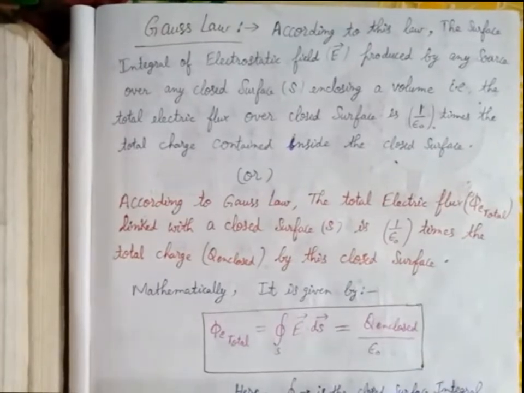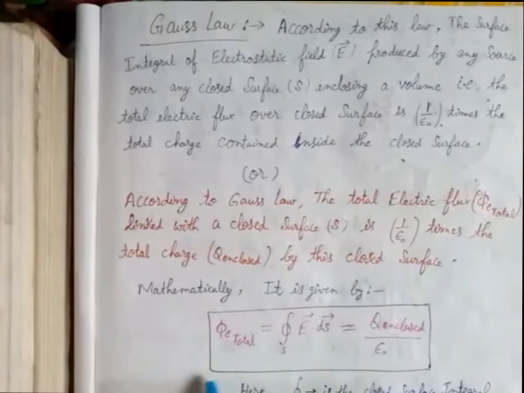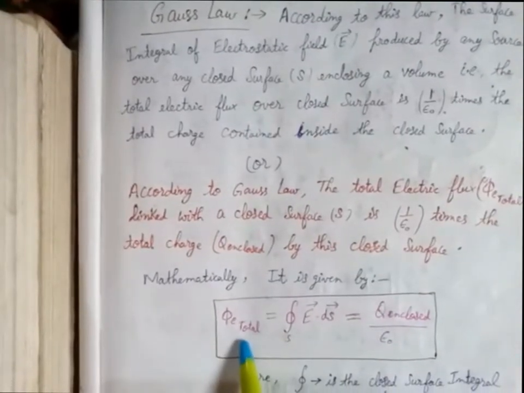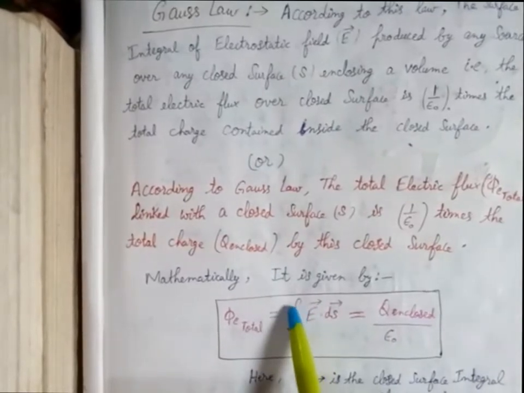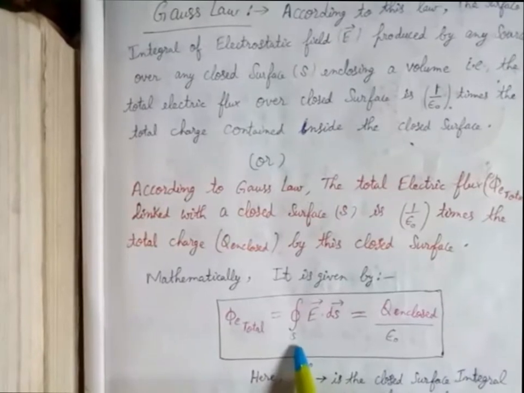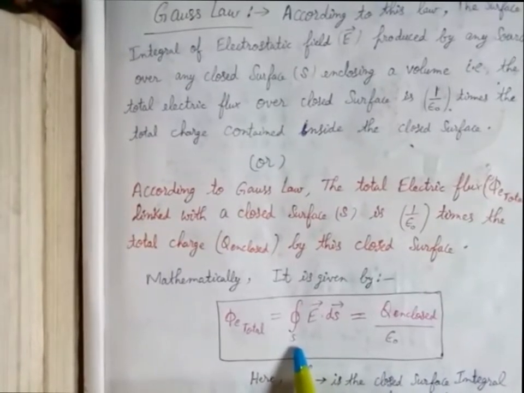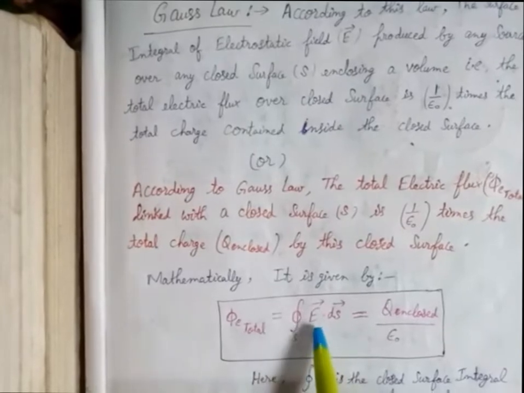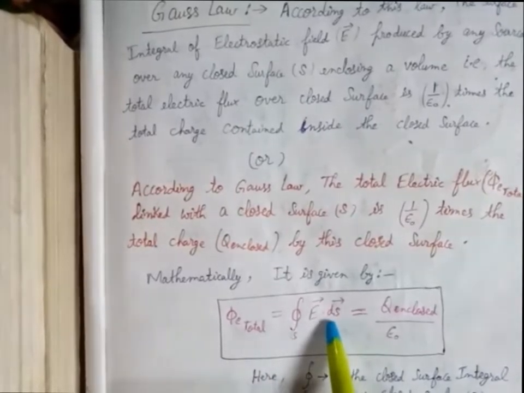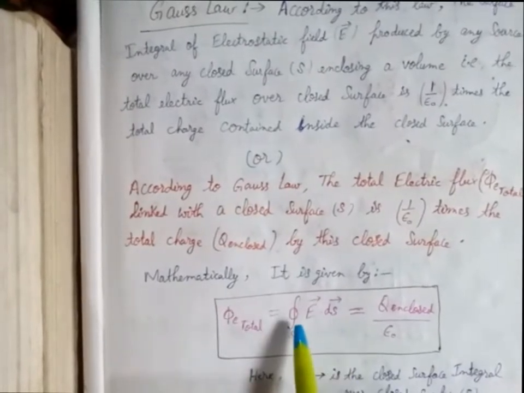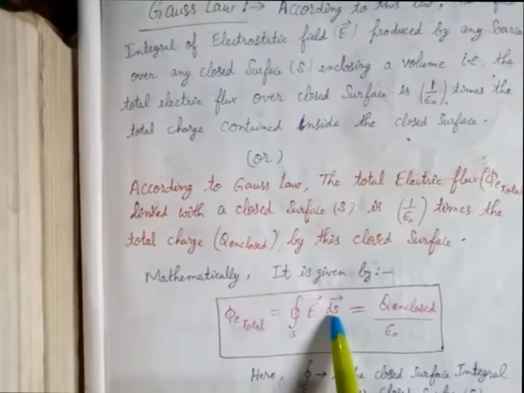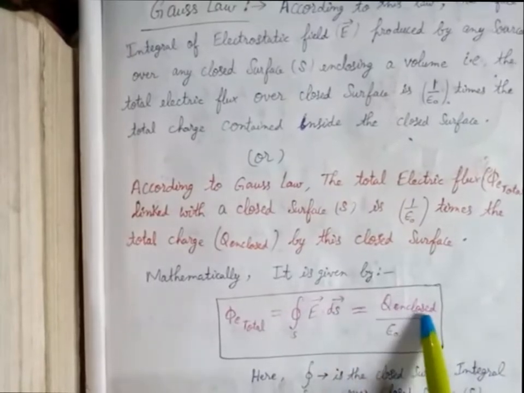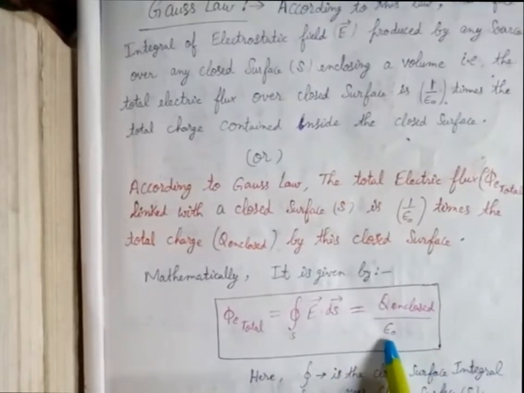So the Gauss law is telling that mathematically it is given by the total electric flux phi E total, that is equals to this integral having a closed circle sign. This shows that this is an integration over a closed body, and this E is the electric field vector and dS is the surface area vector. It means the surface is closed. This integration shows that this dS, surface area vector, is of closed surface, that is equals to the q charge enclosed divided by epsilon naught.